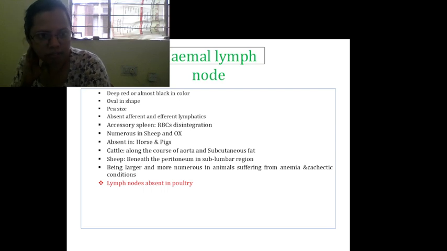Hemal lymph node is deep red, almost black in color. It is oval and pea size. It shows the absence of afferent and efferent lymphatics and RBC disintegration. It is found in sheep, ox, horse, pigs, and cattle. They are swollen in animals with anemia and cachectic conditions. Lymph nodes are absent in poultry. In poultry there are no lymph nodes.